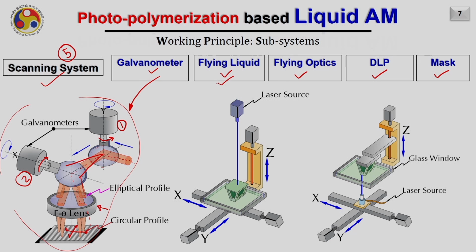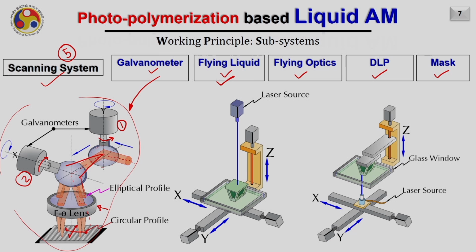However, there are some issues, like when the beam strikes at an angle on the bed of the liquid photopolymer, the spot may not remain circular. For that, sometimes f theta lenses are used. We shall discuss in detail how this galvanometer works when we discuss a machine which particularly uses the galvanometer. Next option for the scanning system is flying liquid.